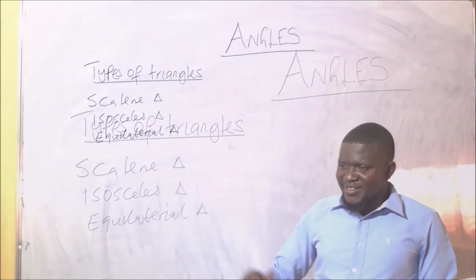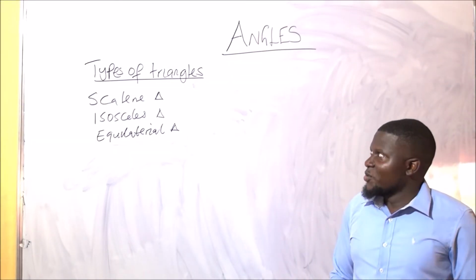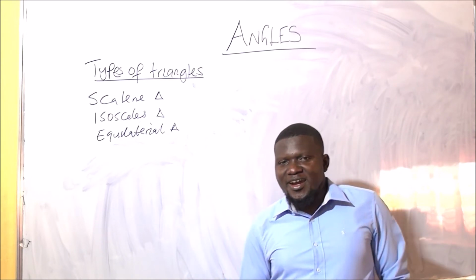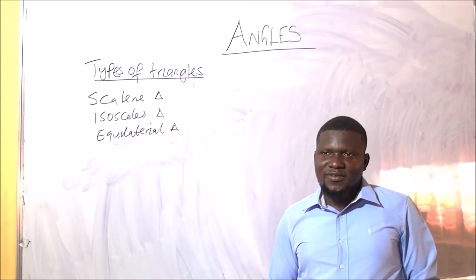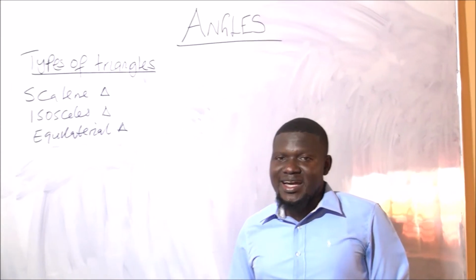Still on angles. As we discussed today, the types of triangles that we have. Not only these, there are other types of triangles that we will not talk about, looking at what is in the syllabus this time around. We will discuss the 3 types of triangles and their properties.